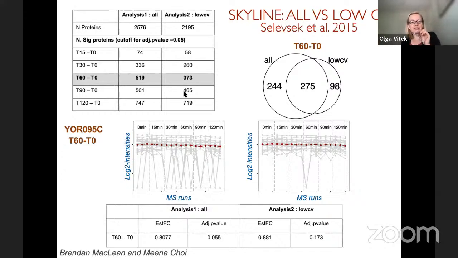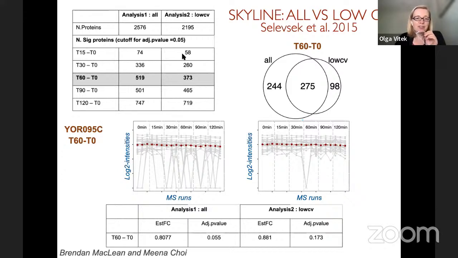Well, it's a real life experiment. We do not know what the truth is. We do not know what to expect, but a couple of points to note. Low CV clearly lost some proteins. We have 400 proteins fewer. But we can also see that for all the data sets, the patterns of changes in time, as compared to time zero, are kind of jumpy, right? So it goes from 74 proteins to 300, then to 519, then down to 500, then up to 700. Whereas with low CV, things are much more consistently progressing. 58, 260, 373, 465, 700.